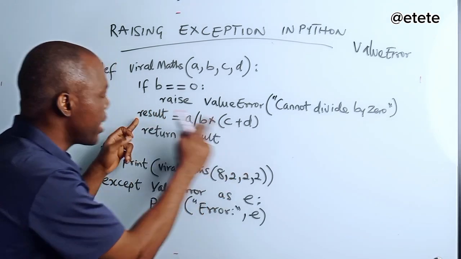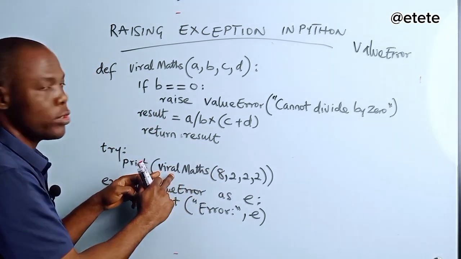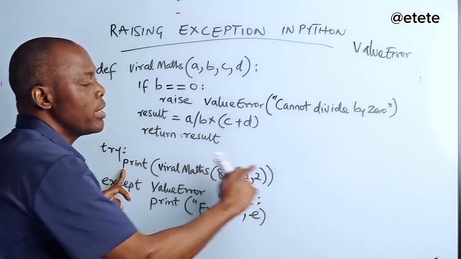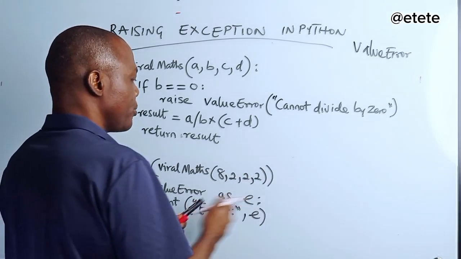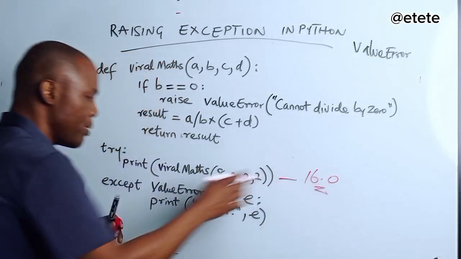It will do this calculation, and it will store it in result. Then it will return this result to the calling function, right? Which will now be printed out on the screen. So this one will print out 16.0, right? That's what this one will print out.